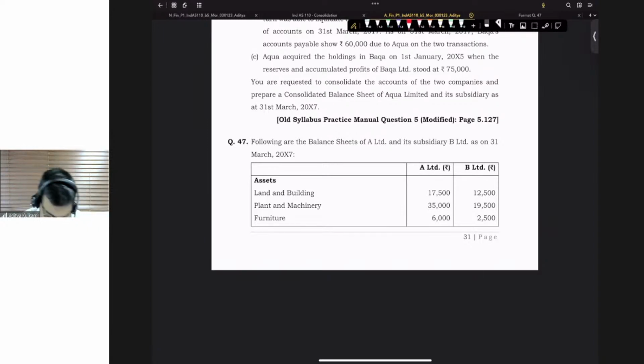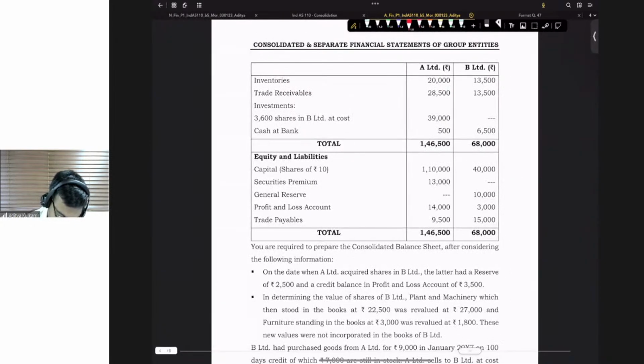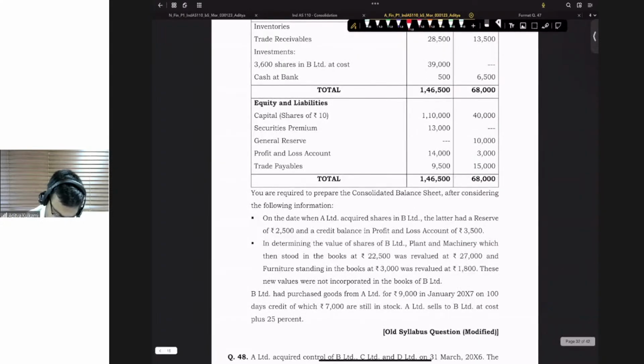Following are the balance sheets of A and its subsidiary B Limited as on 31st March. You are given land and building, plant and machinery, furniture, inventories, trade receivables, investment, cash at bank, capital, securities premium, general reserve, profit and loss, trade payables. Prepare the consolidated balance sheet after considering the following information. On the date when A Limited acquired shares in B, the latter, that is B Limited, had a reserve of 2,500 and a credit balance in P&L of 3,500.